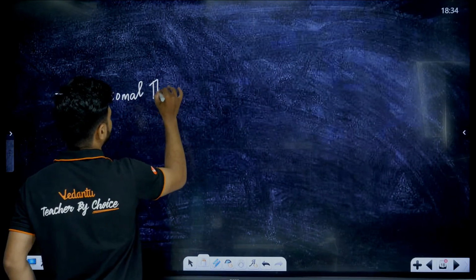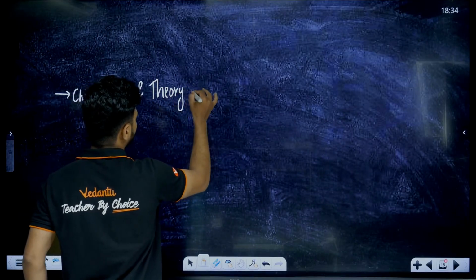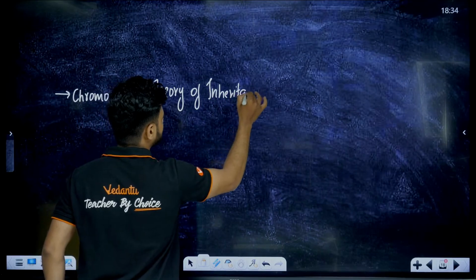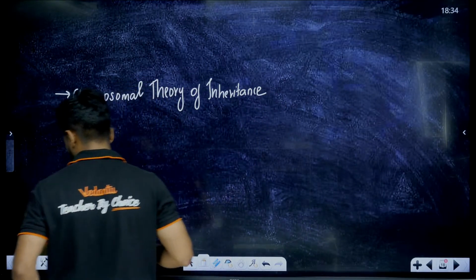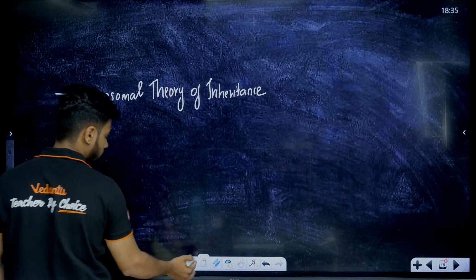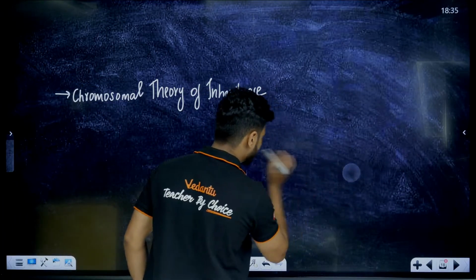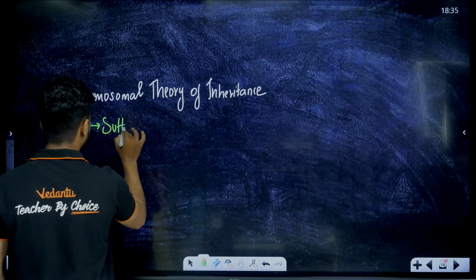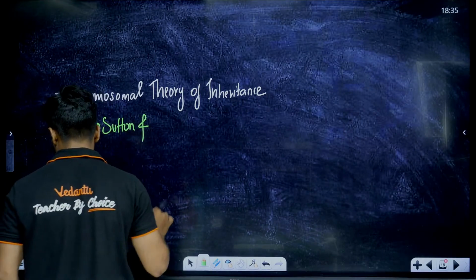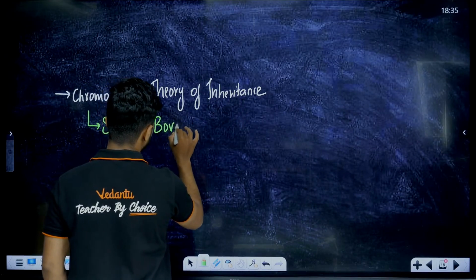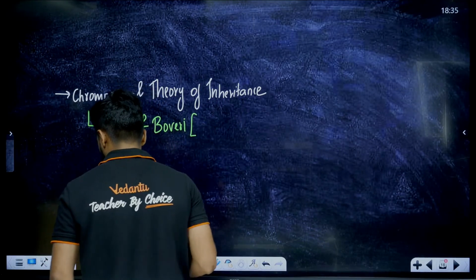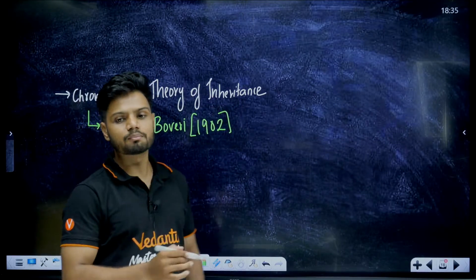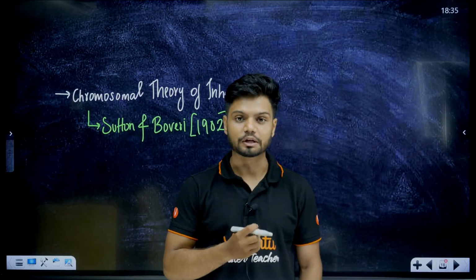Chromosomal theory of inheritance. Chromosomal theory of inheritance was given by whom? Can anyone remind me? Chromosomal theory was given by Sutton and Boveri in the year 1902.